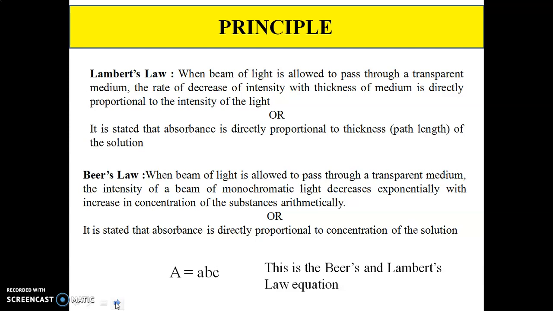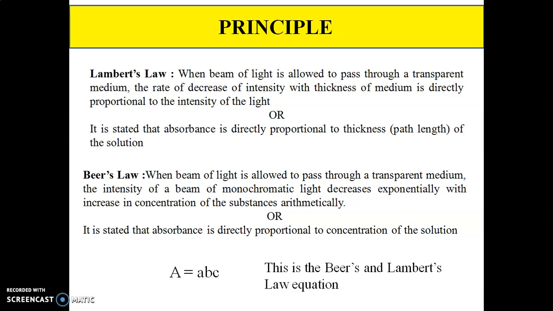Whereas Beer's law stated that when a beam of light is allowed to pass through a transparent medium, the intensity of a beam of monochromatic light decreases exponentially with an increase in the concentration of the substance arithmetically. Or, in a simple statement, absorbance is directly proportional to the concentration of the solution.